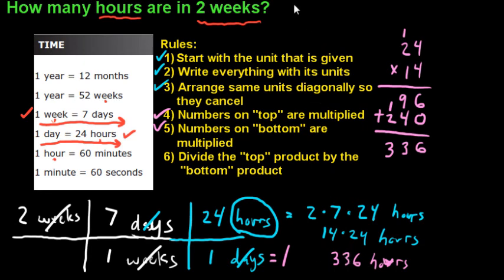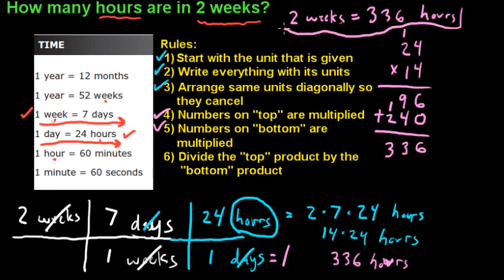So that's our answer. Okay, so just to refresh our memories, the question was how many hours are in 2 weeks. So we go 2 weeks is equal to 336 hours. All right, and we are done.